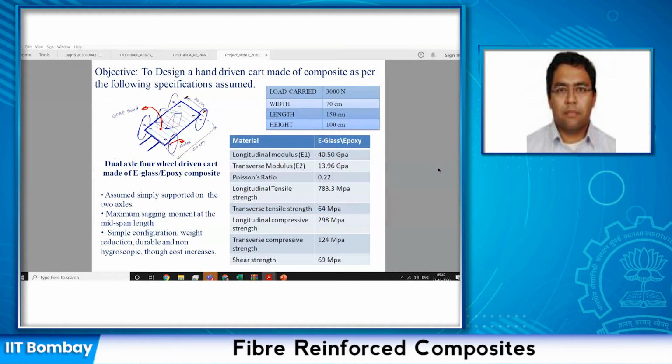Some of the material properties, like the elastic modulus in the longitudinal and transverse direction, the tensile strength in both the longitudinal and transverse directions, and the Poisson's ratio for the material has been listed here. The main advantage of this cart will be its lighter weight, and hence we'll be able to carry it in the congested areas. Another boundary condition that I am applying here is there will not be any deflection at the location of the wheel, and this cart will be subjected to impact loads also in its life cycle. So I will be trying to consider that load in the design itself.